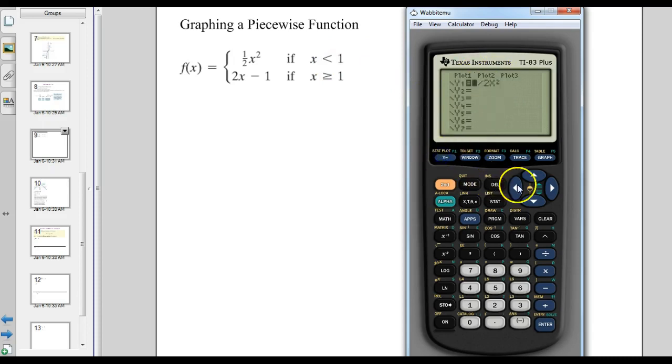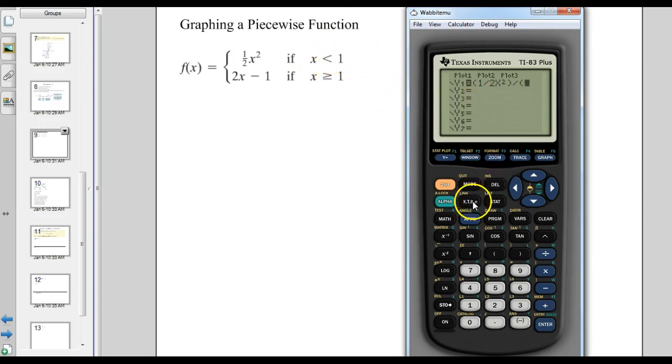Alright, the way to do that is to come back in here. Second delete will insert something, and now you see that cursor is underlined down here. I'm going to put a parenthesis at the beginning and end. So this is the thing that I want to graph. Now, for the if part, we do a division, slash, and then parentheses, and now we're going to write this. Alright, x is less than 1.